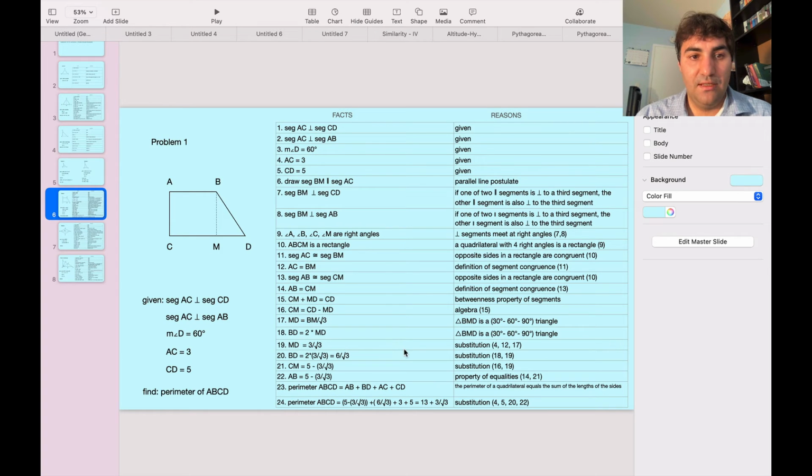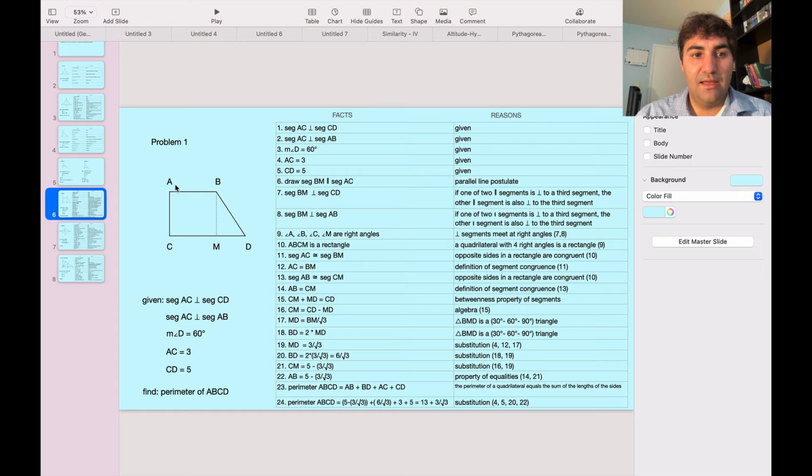So if we substitute what we have in 4, AC is equal to 3. What we have in 12, AC is equal to BM, so BM is equal to 3. And what we have in 17, then we get MD is equal to 3 divided by square root of 3 by substitution. And therefore, the length of BD is equal to 2 times 3 divided by root 3, or 6 divided by the square root of 3.